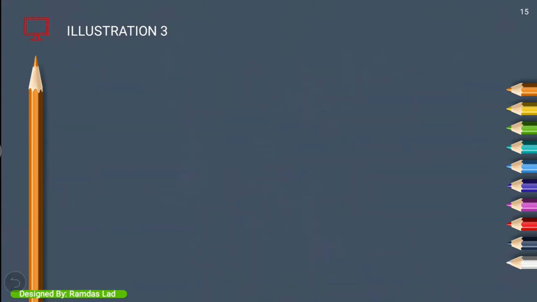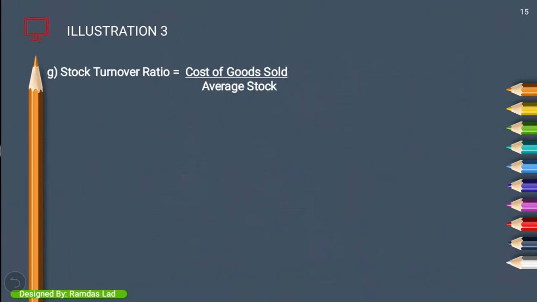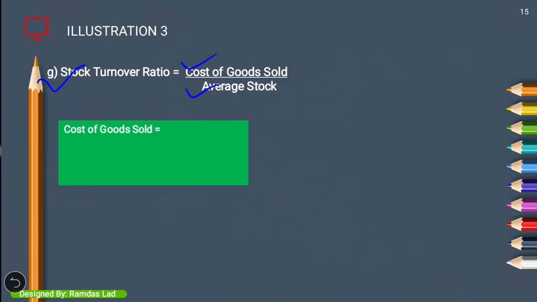Now, next one is the composite ratio, stock turnover ratio. Cost of goods sold divided by average stock. These composite ratios are given in times. Cost of goods sold, we have already calculated: sales minus gross profit. Sales is rupees 1 lakh minus gross profit 50,000 is equal to 50,000. So cost of goods sold is 50,000.